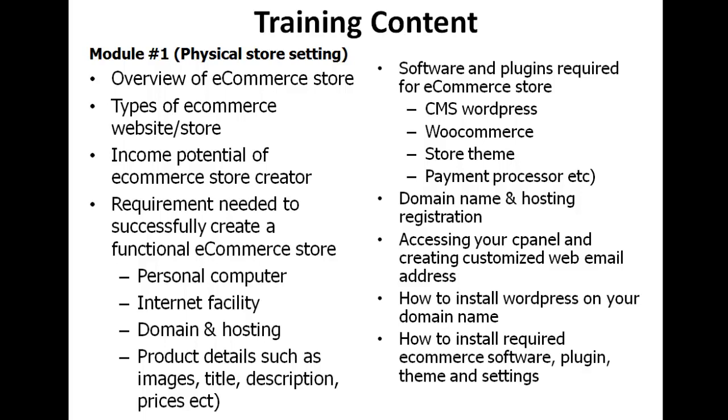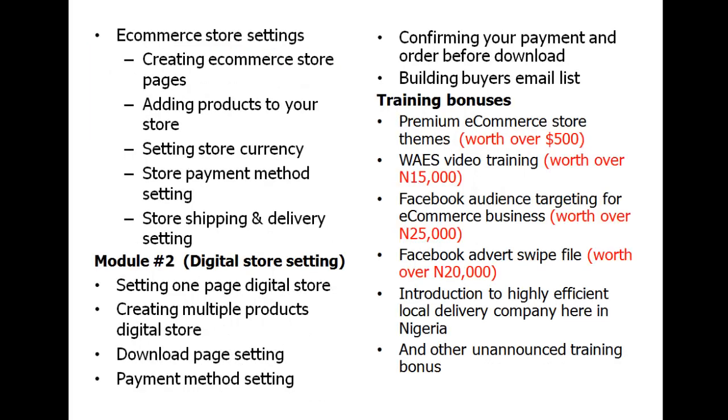Okay, and then we will be looking at accessing your cPanel and creating a customized web email address, how to install WordPress on your domain name, how to install the required e-commerce software, plugins, themes, and settings as required for setting up our e-commerce. And then we continue with e-commerce store setting, talking about creating e-commerce store pages, adding products to your store, setting your store currency, store payment method setting, store shipping and delivery. So these and many more are what we shall be looking at in module 1, which is physical store setting to sell your physical product.